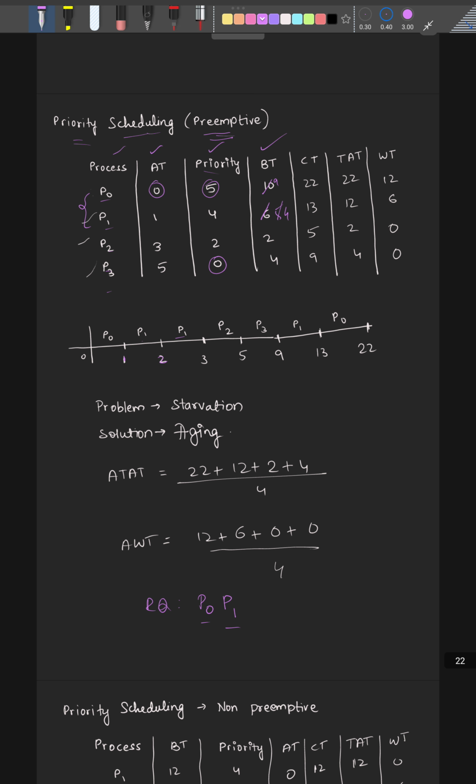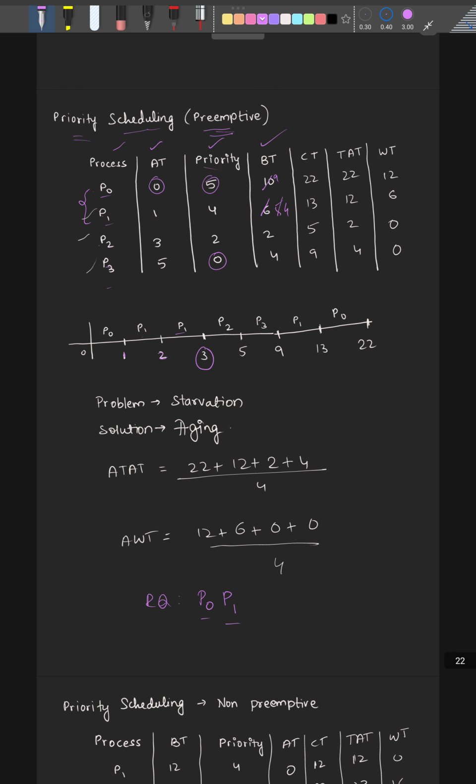Now when the arrival time is 3, we have P0, P1 and P2 in the ready queue. P2 has the highest priority, 2, so P2 will be executed. It will be reduced 2 times, to 1, then 0. So P2 is completely done, and you can cancel it.